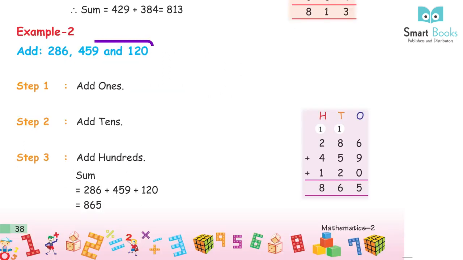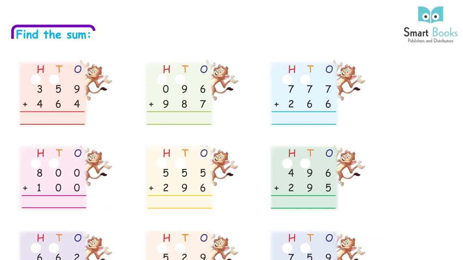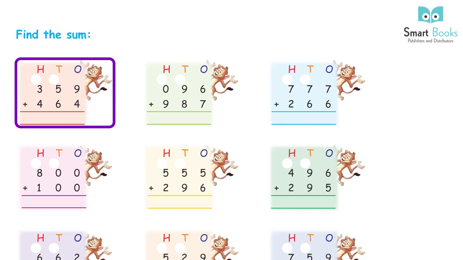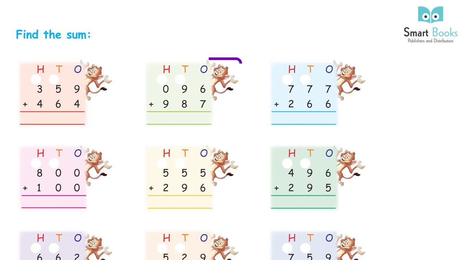Example 2. Add 286, 459 and 120. Step 1. Add 1s. Step 2. Add 10s. Step 3. Add 100s. Sum is equal to 286 plus 459 plus 120 is equal to 865. Find the sum. 359 plus 464 is equal to 823.